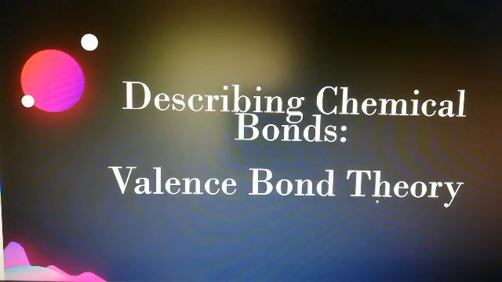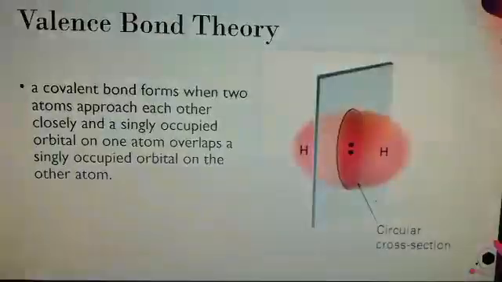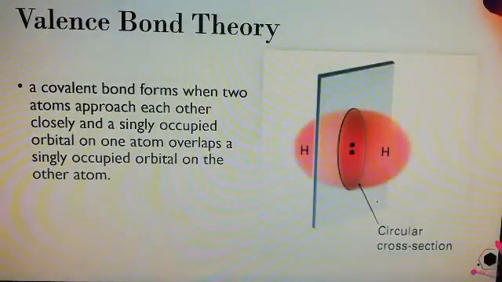So next topic is describing the chemical bonds, the valence bond theory. So how does electron sharing lead to bonding between atoms? So there are two models to describe the covalent bonding of atoms, the valence bond theory and the molecular orbital theory. But we will focus more on valence bond theory in this lecture. So a valence bond theory states that a covalent bond forms when two atoms approach each other closely and a singly occupied orbital on one atom overlaps a singly occupied orbital on the other atom.